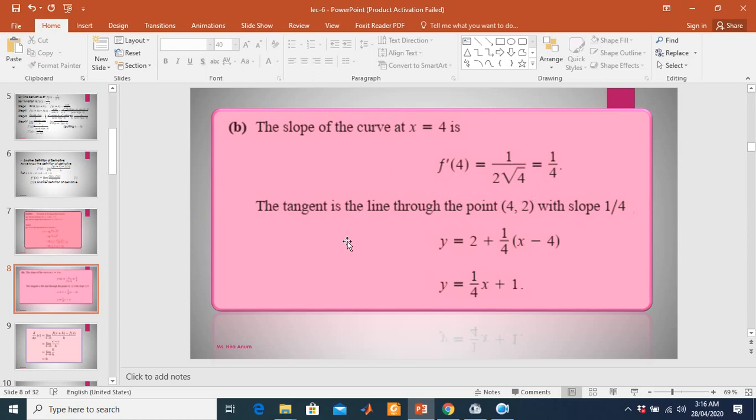The tangent line passes through the point (4, 2) with slope 1 over 4. The line becomes y equals 2 plus 1 over 4 times bracket x minus 4. It becomes y equals 1 over 4 x plus 1.